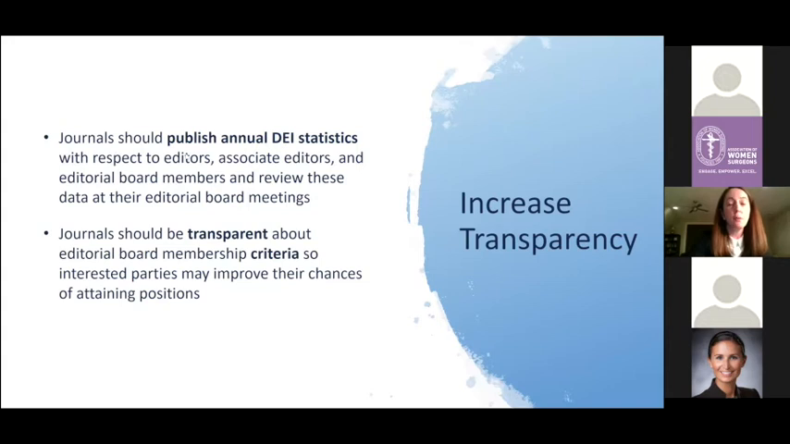I think that journals should be publishing their DEI statistics annually and putting them on their websites when it comes to editors, associate editors, board members, etc. I think that journals should be transparent about editorial board membership criteria so that those who are interested really can understand what the criteria are and apply for positions.